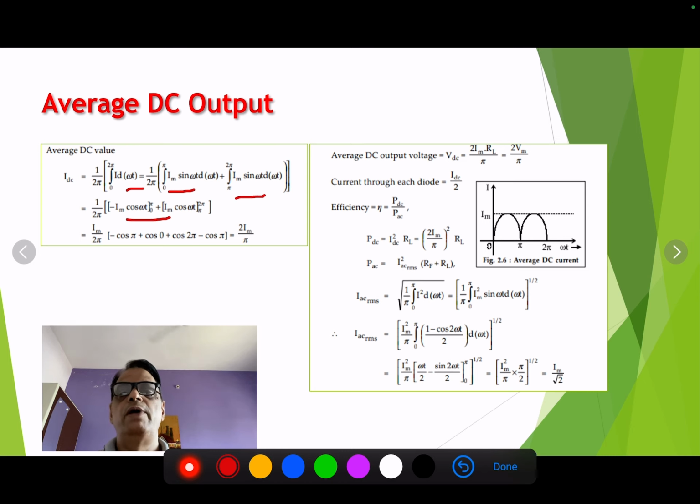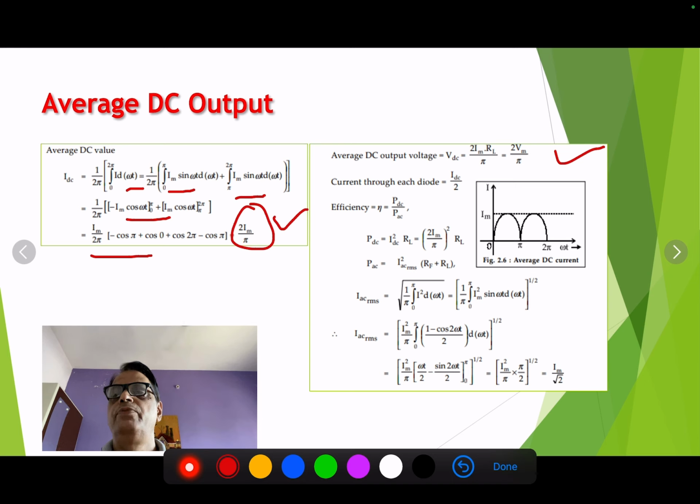So if I substitute the values, then I will get Im divided by 2 pi in the bracket: minus cos of pi plus cos of 0 plus cos of 2 pi minus cos of pi. Cos of pi is equal to minus 1, and therefore we will get this value as twice Im divided by pi. So average DC output can be given as VDC is equal to IDC into RL, and therefore twice Im into RL divided by pi, which is nothing but twice Vm divided by pi. So this is our expression for the average DC output, and current through the diode can be given as IDC divided by 2.